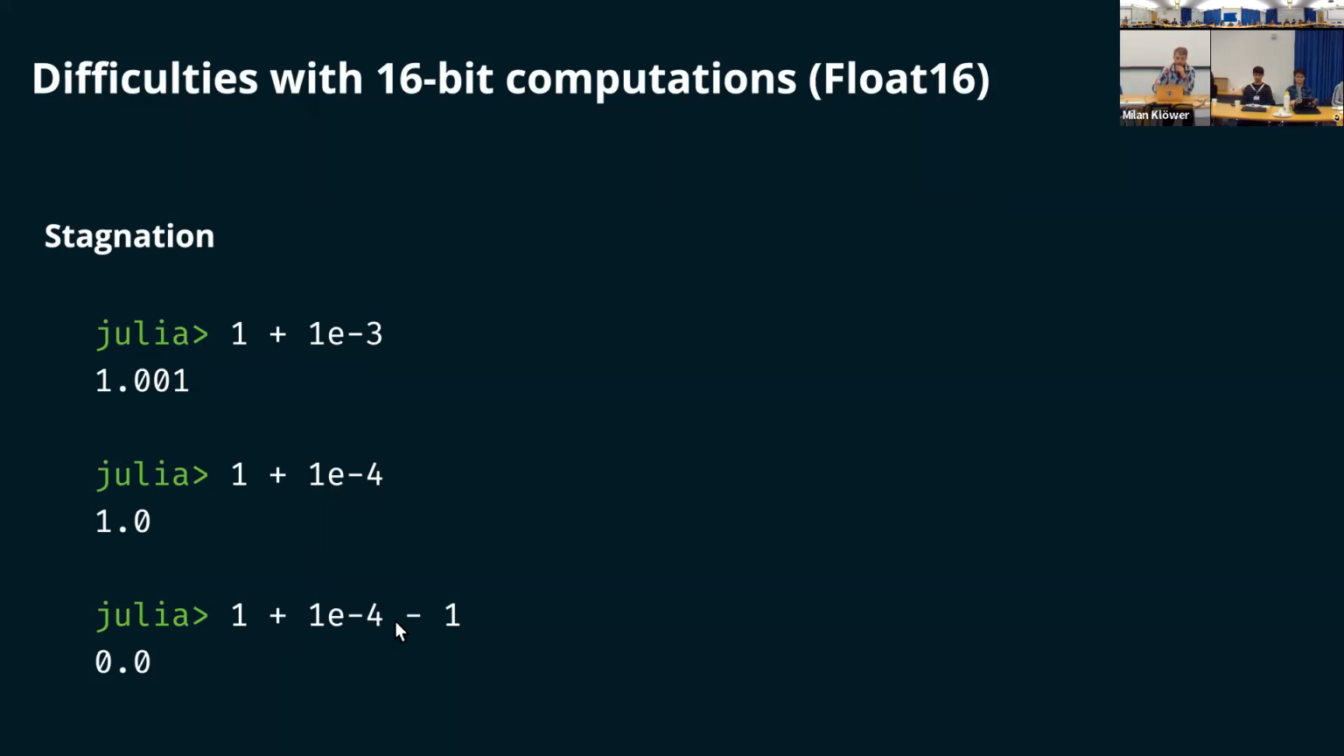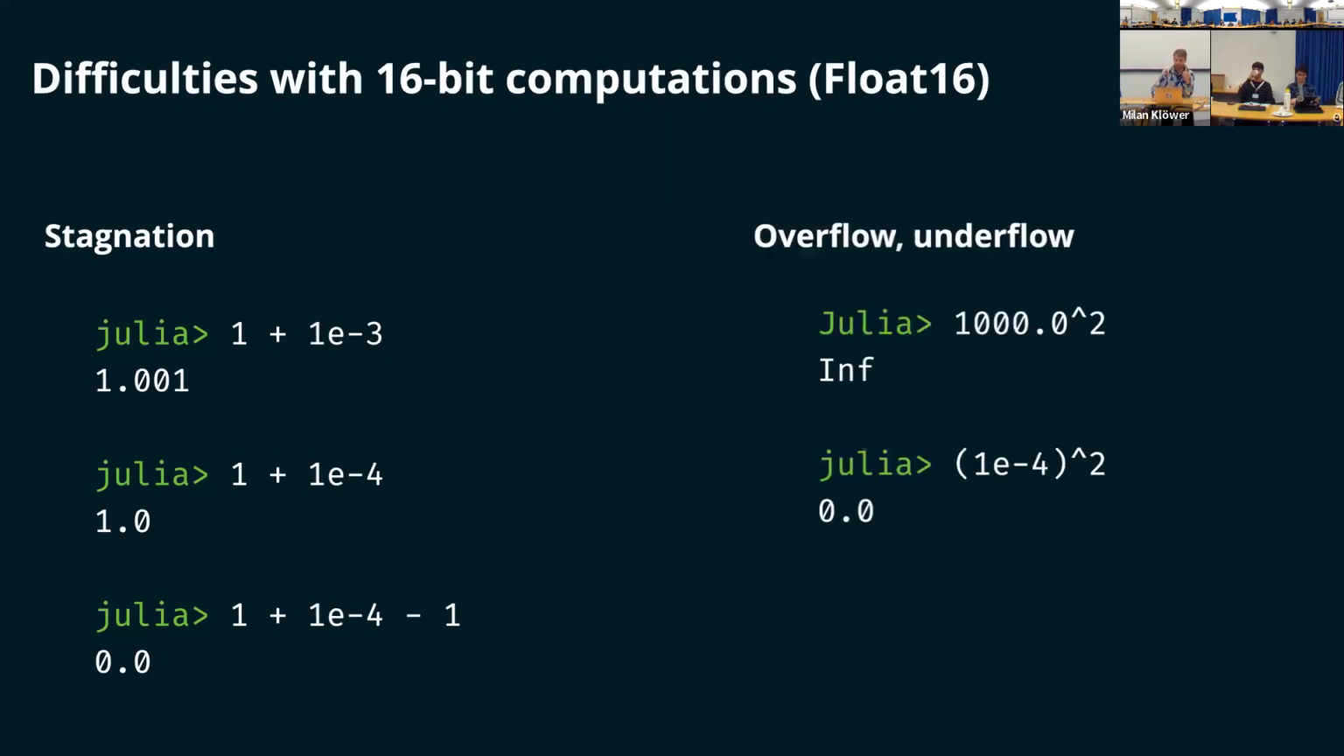And then you can have situations where, for example, you add 1 and this tiny increment, you round it back, so you subtract 1 again, and you actually end up with 0, although it should be 10 to the minus 4. In some algorithms this can be absolutely devastating, and in some it may not matter, but you have to figure out for your algorithm whether it's important or not. We also have problems like overflow and underflow once we go down. So something like 1,000 squared suddenly, boom, is infinity, or something like 10 to the minus 4 squared is 0.